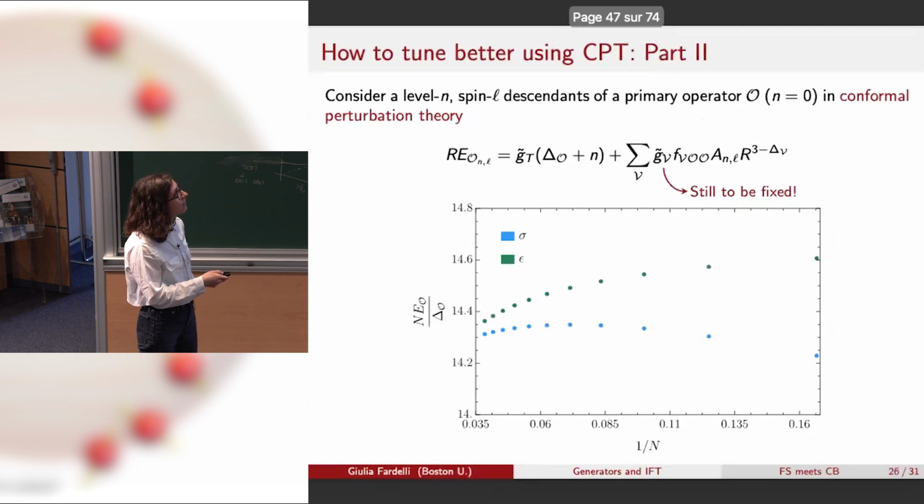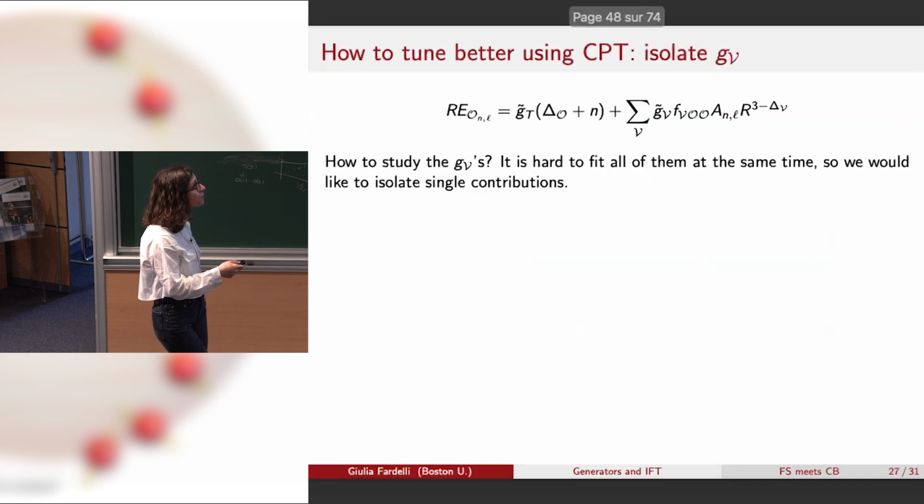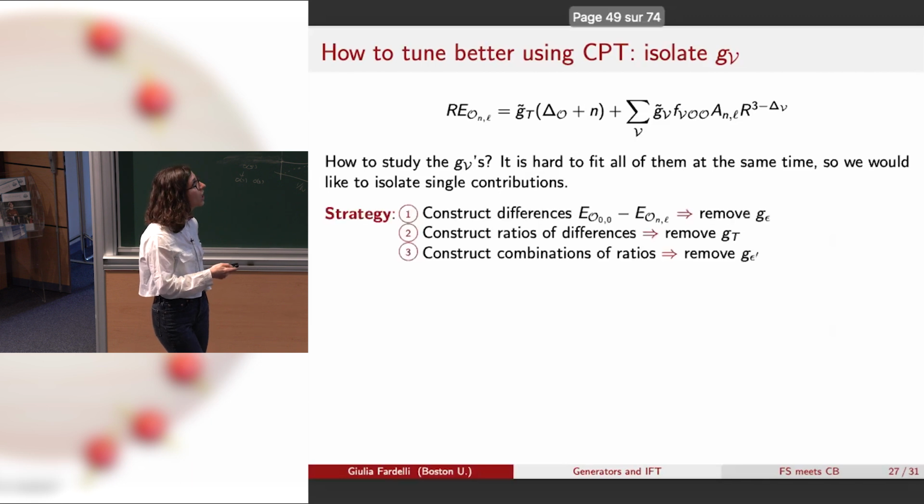And the idea is that if I were just to try to fit all possible deformations, basically from these 2 dimensions, the fitting is really unstable. So our idea is that maybe we can cook up some combination of observables such that it's easier to access some of these Wilson coefficients.